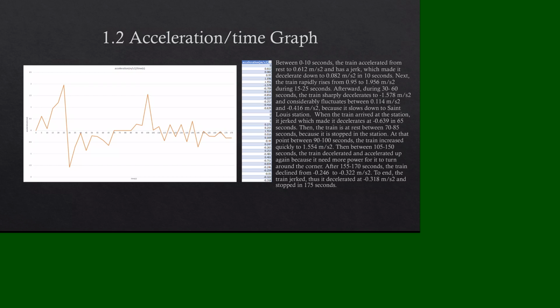After 155 to 170 seconds, the train declined from around negative 0.2 to negative 0.3 meter per second squared. To end, the train jerked, thus it decelerated at negative 0.3 meter per second squared and stopped in 135 seconds.